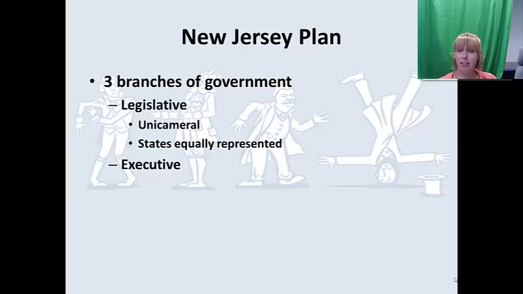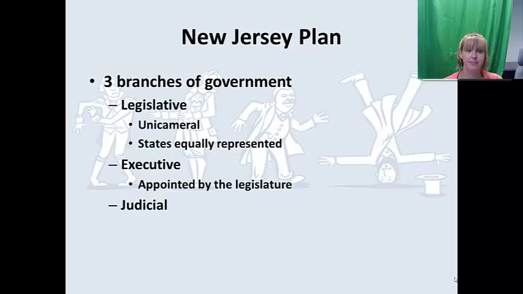Next branch of government, the executive. A little bit different from our current executive. Under the New Jersey Plan, the executive would be appointed by the legislature. So every state would have equal representation in this legislature, and the legislature would then go on to appoint whomever would be the executive. And keep in mind, at this point, they don't necessarily have the name president. They're still throwing stuff around, everything from high exalted leader to his royal something something.